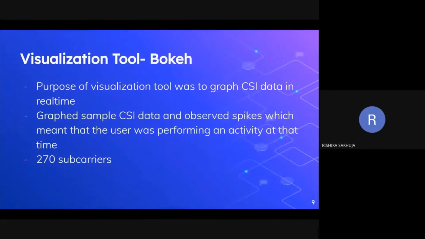So one aspect of our project was a visualization tool, and the purpose of our tool was to graph CSI data in real time. So with this tool, we were able to graph some sample CSI data, and we were able to observe spikes, which meant that the user was performing an activity at that time. And the CSI data that we graphed was for 270 subcarriers.